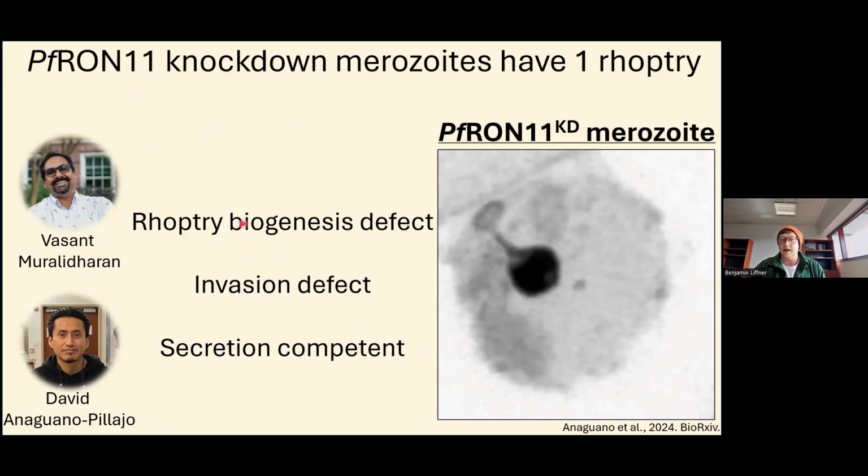RHON11 caused a rhoptry biogenesis defect, and an invasion defect. This was separate, and unfortunately, these two can't really be disentangled. But the last remaining rhoptry, this single rhoptry here, was still secretion competent.